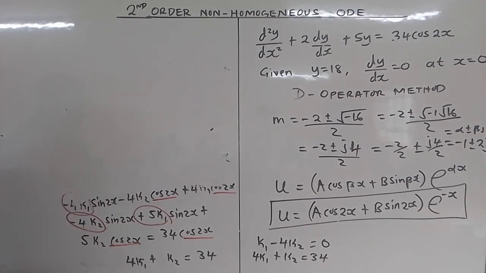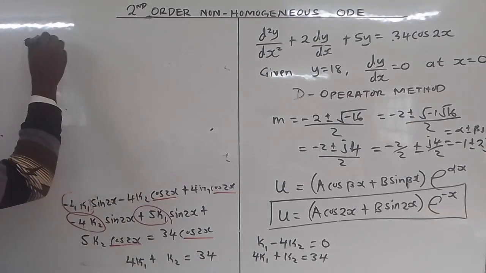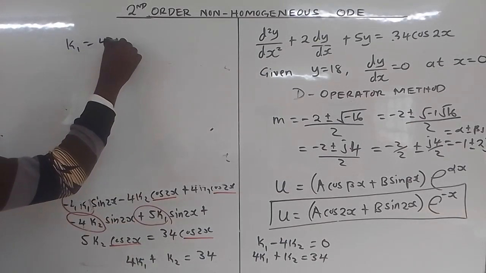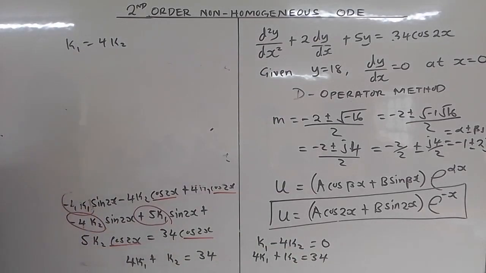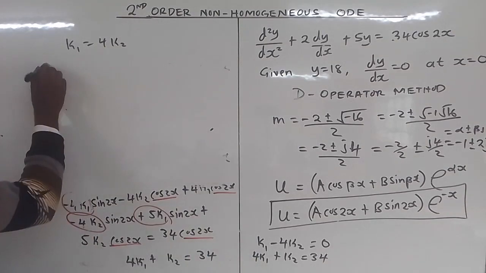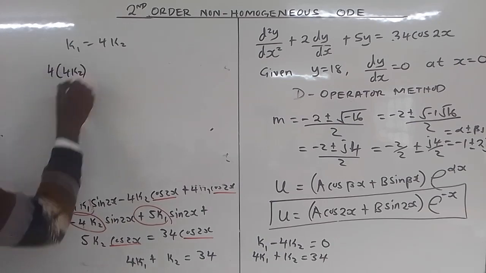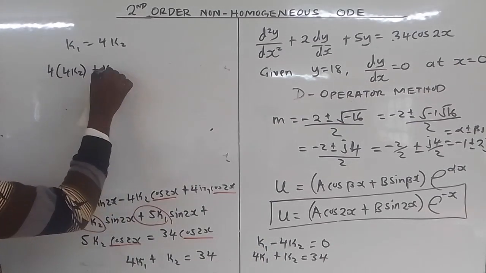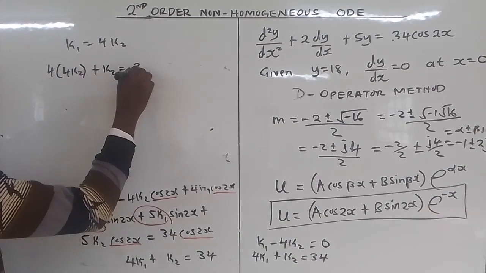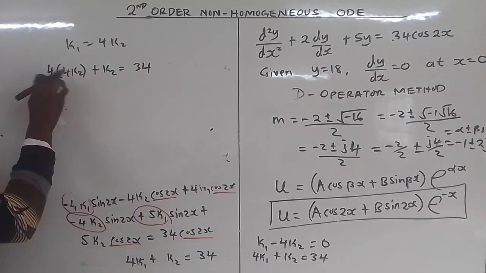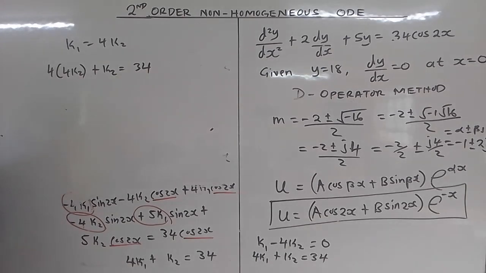So let us solve. How do we solve this? You can use elimination or substitution, isn't it? So what do we have here? If you take 4k2 to the other side, you will find that k1 is equal to 4k2 from this first equation, isn't it? So in the second equation, you have 4k1 plus k2 to be equal to 34. I'm saying 4k1, meaning 4 times k1, because k1 is 4k2. You substituted, isn't it? Are we together?